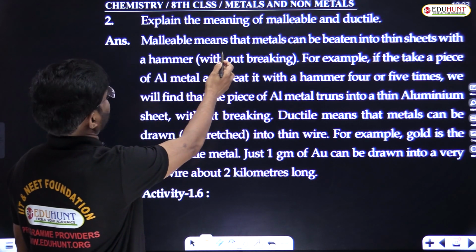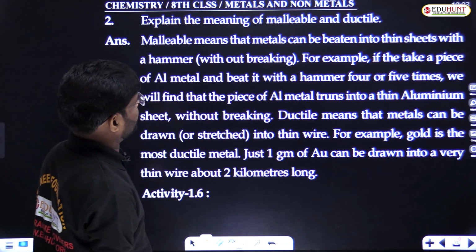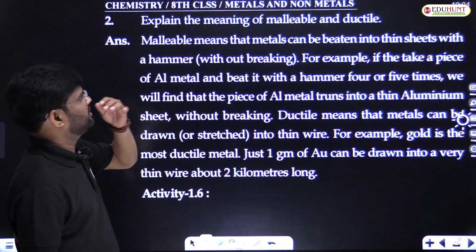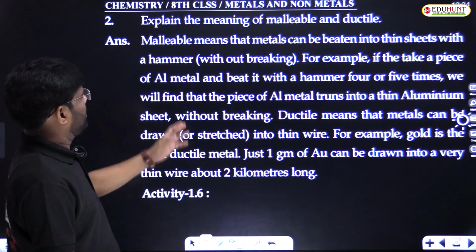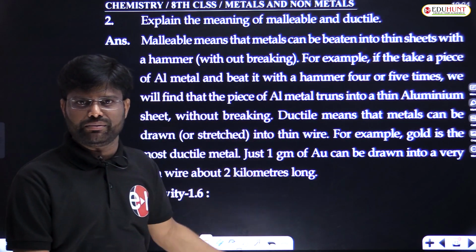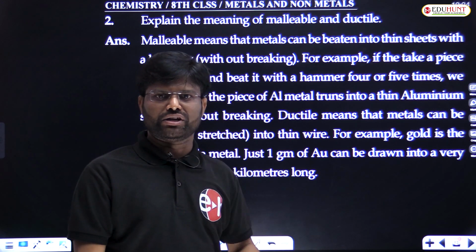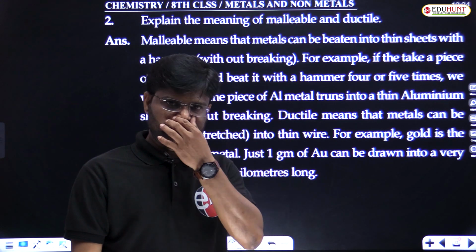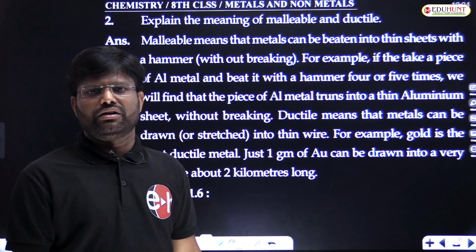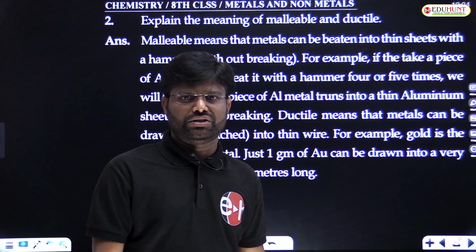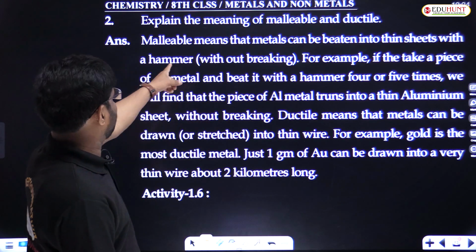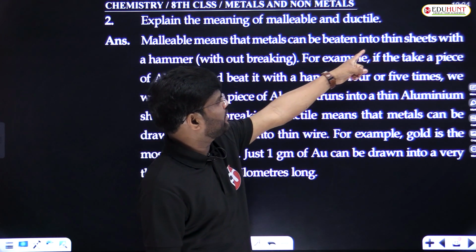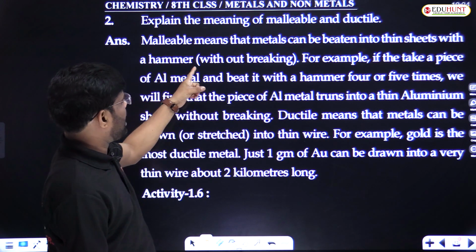Explain the meaning of malleable and ductile. So, the malleability and ductility. Already we discussed the malleability of metals. Most of the metals are malleable in nature. Metals can be beaten into sheets. Malleability means the metals can be beaten into sheets with a hammer.